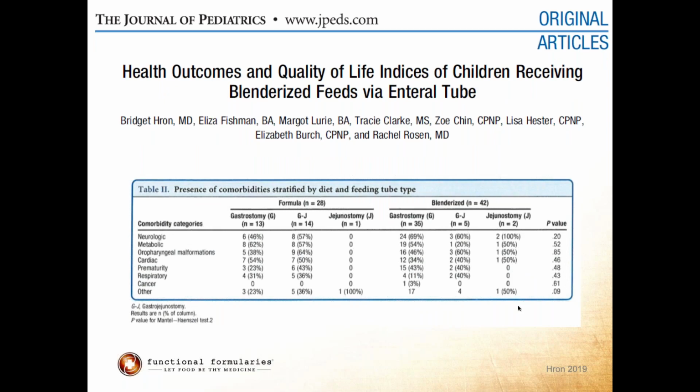So I included this table from the study showing the different comorbidity categories of those enrolled. So there was a mix of individuals that had neurologic complications, oropharyngeal malformations, prematurity, etc. But I also like how they broke down the feeding tube types amongst the different formula groups. So I think it's long been cited in some of the old literature that G-tubes are the only compatible method with the blenderized diet, but they did demonstrate that they were able to successfully administer blenderized diets with GJ and J-tube patients as well.